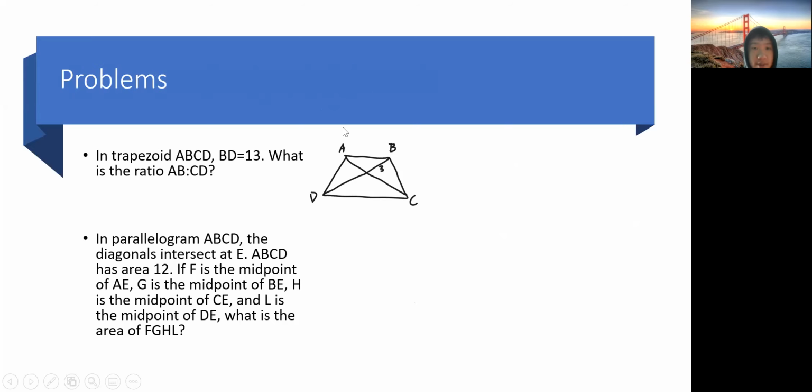Oops. So let's do these. First one, you just apply the similar triangles in the trapezoid.